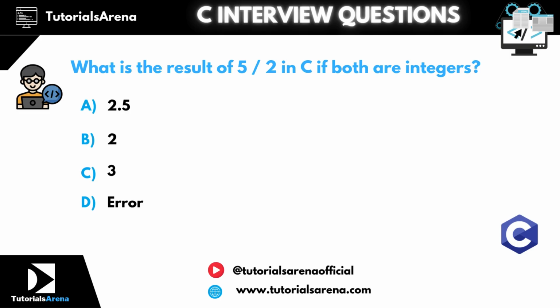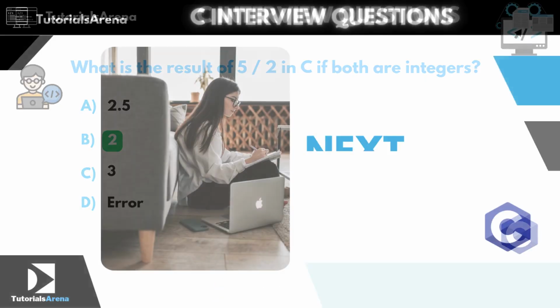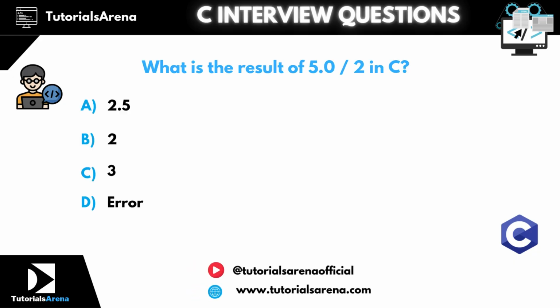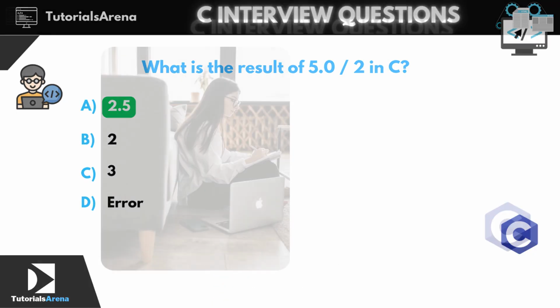Option D, error. The correct answer is option B, 2. Moving on to the next question. Question 22. What is the result of 5.0 by 2 in C? Option A, 2.5. Option B, 2. Option C, 3. Option D, error. The correct answer is option A, 2.5. Moving on to the next question.